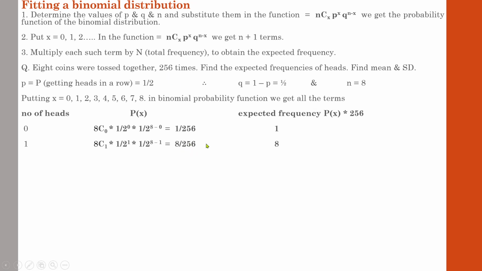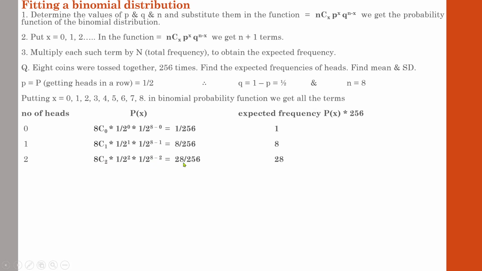So 8 by 256 into 256, you will get 8. So you have found the expected frequency if you are getting one head. Next one, if you are getting two heads, again the same pattern, the same method: 8C2 into 1 by 2 raised to 2 into 1 by 2 raised to 8 minus 2.